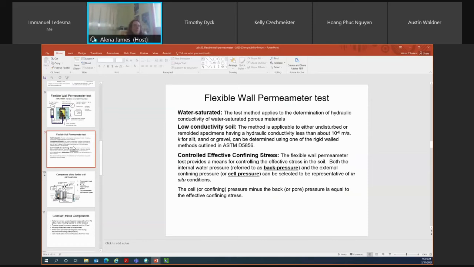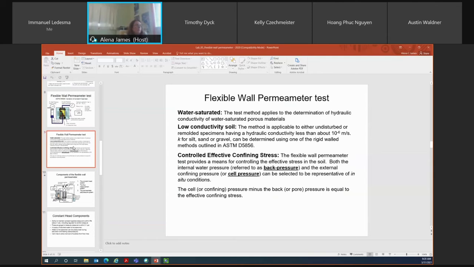Flexible wall permeameter test, as I mentioned, can only be conducted on material that has a low hydraulic conductivity. So I would say less than 10 to the minus 6 meters per second. Otherwise, you would use the rigid wall constant head test.